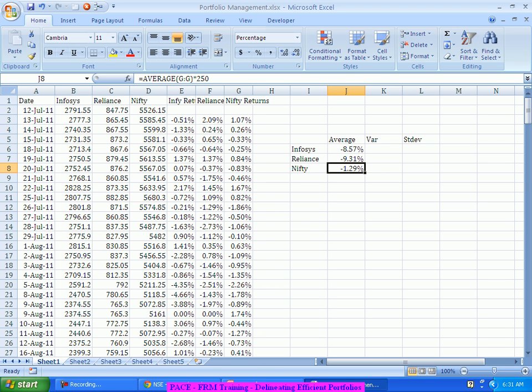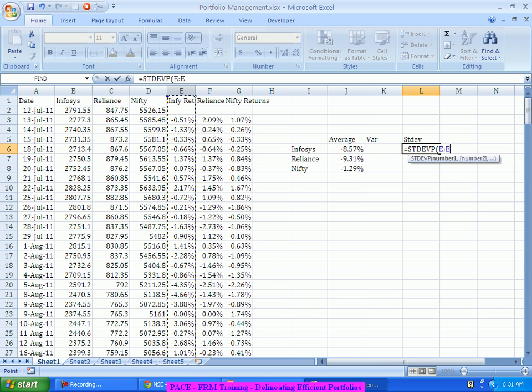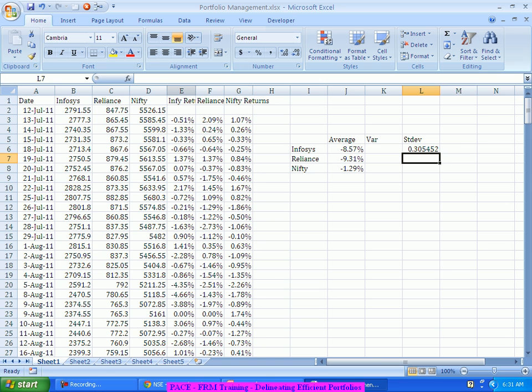Okay, now if I try to find out the kind of standard deviation risk associated with the returns of these two companies, the standard deviation I am trying to find out on the Infosys return. This is also a daily standard deviation. I multiply it with the square root of 250 to get the annual standard deviation, because variance is what I multiply with 250. So standard deviation is the square root of variance. So I have to multiply this with the square root of 250. So it says around 30% standard deviation was there as a part of the Infosys returns.